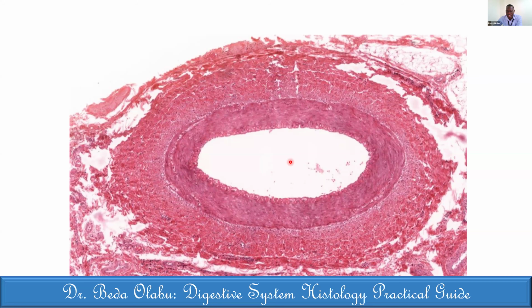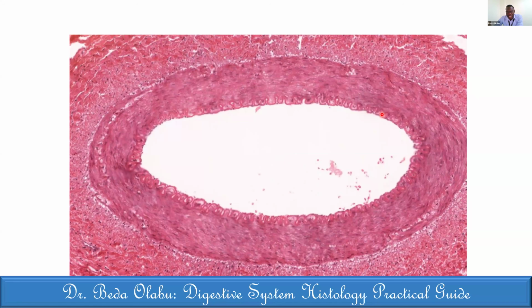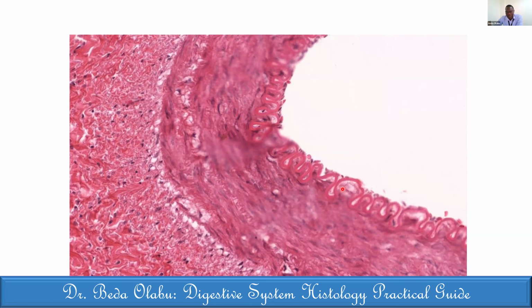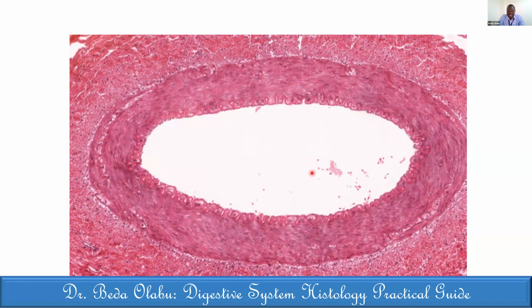This is not alimentary canal. And I can give you a high magnification of that. So we see an internal elastic lamina present. Even at a much higher magnification, you can see the internal elastic lamina present. The presence of an internal elastic lamina tells you definitely this is not alimentary canal. So yes, it's a luminal organ, but it is not alimentary canal.